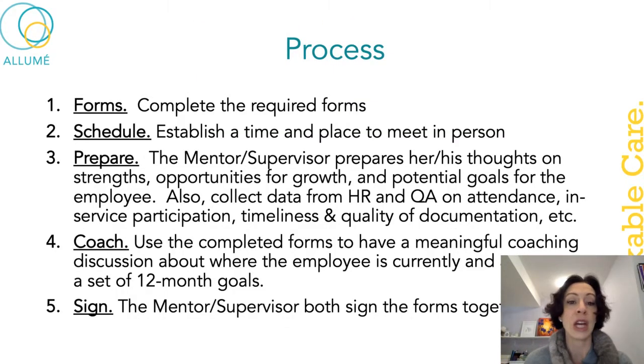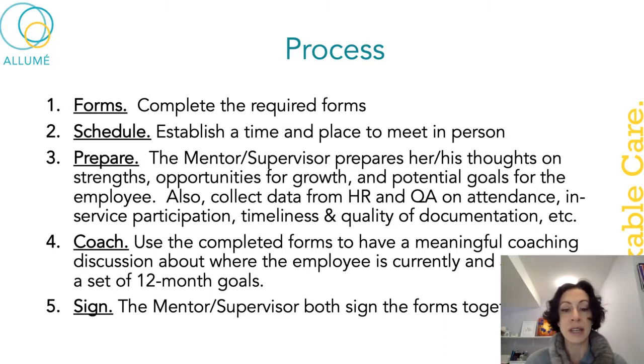So the process is that there are forms that are completed, and depending on your role, there are different forms. For our direct care staff, the forms are completed by your mentor or supervisor, and then there is a time established to meet in person. The mentor and supervisor prepare in advance and collect data from HR and quality assurance to know how all the different aspects of the employee, the person who's going to be evaluated, are going. Then there's a period where you sit down together and you receive coaching on what's been put together by your supervisor or mentor.